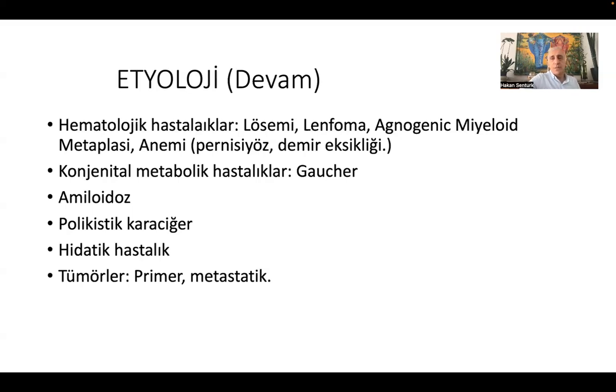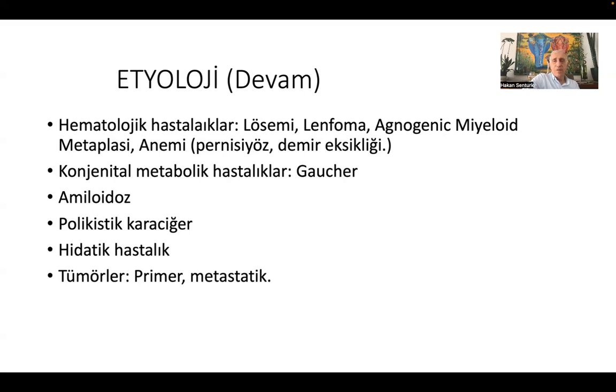Other etiologies include some hematological diseases like leukemia, lymphoma, and agnogenic myeloid metaplasia. In addition to these malignant conditions, it may be present in some benign hematological diseases like iron deficiency anemia or B12 vitamin deficiency. Sometimes that may be due to atrophic gastritis. In some congenital metabolic diseases like Gaucher, this will be mentioned in pediatric lectures.